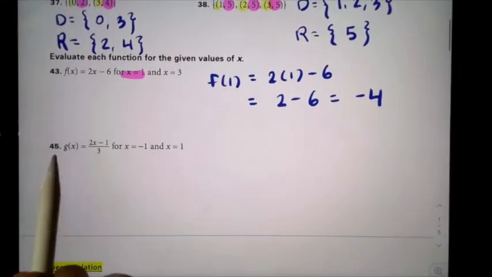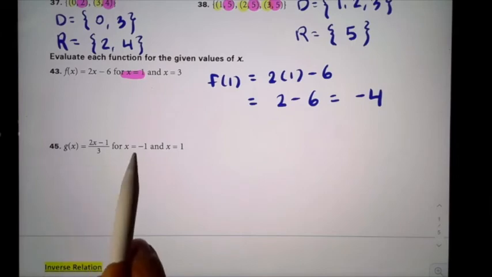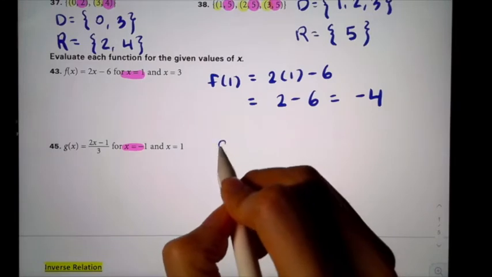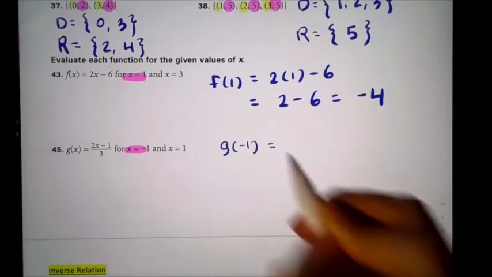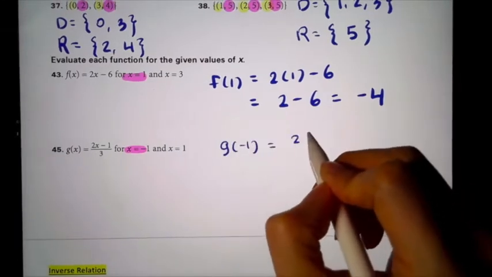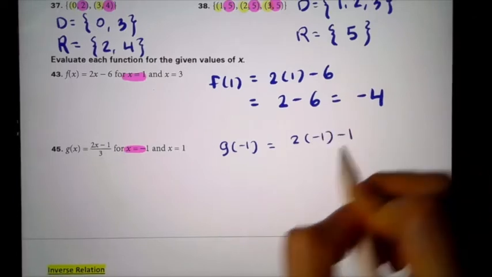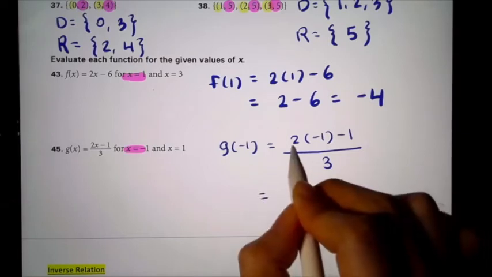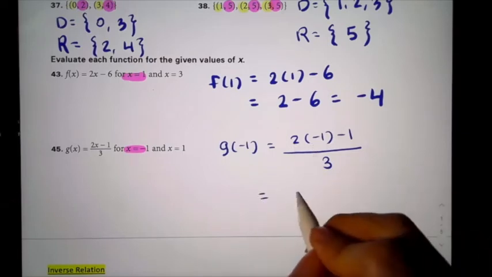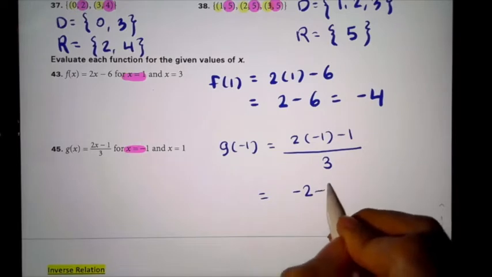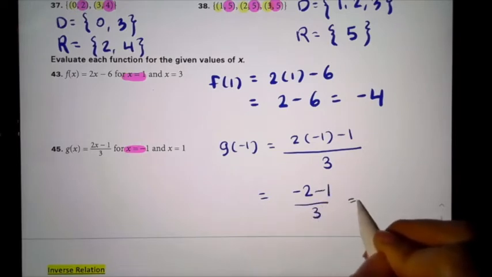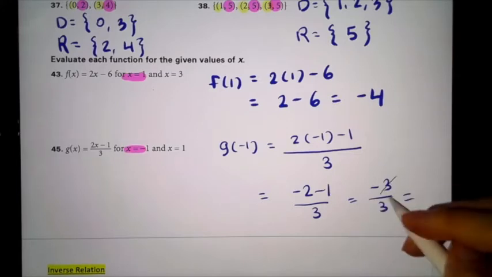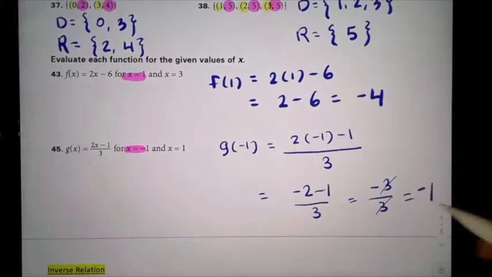And for 45, I'm going to do it for negative 1. Alright, I'm showing this one only. So g of negative 1. So same thing, when you substitute a number, we need a parenthesis. Like this, over 3, and 2 times negative 1. Negative 2 minus 1 over 3. Negative 2 minus 1 is negative 3 over 3. So you cancel, you get negative 1.